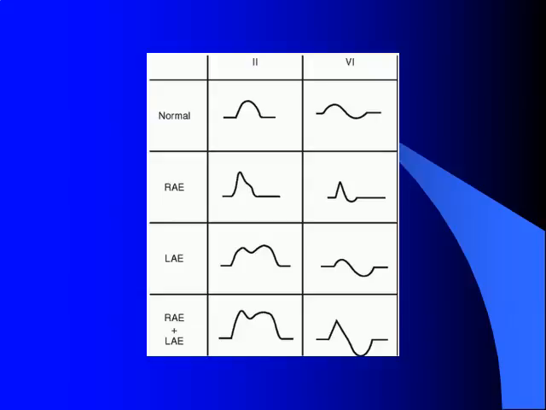Whenever we are looking at our P waves, the best place to look for them is going to be in lead 2 and V1. That's when we're looking at our P wave morphology. So we look at our P wave up in the normal on this chart. We can have a biphasic P wave in V1, and as long as we have an upright P wave in lead 2, that can be normal.